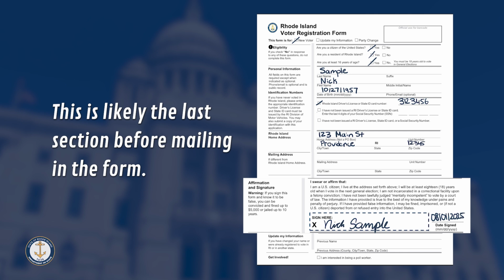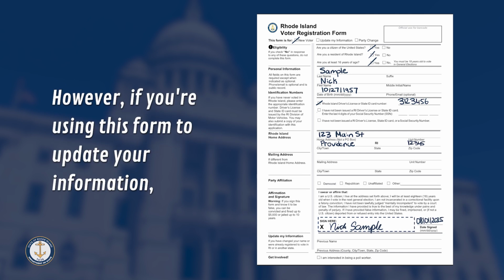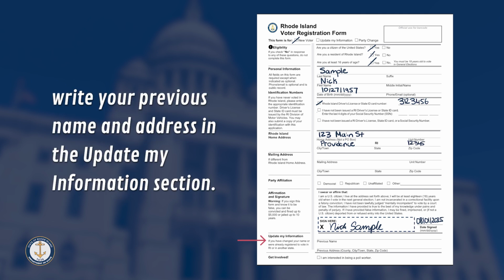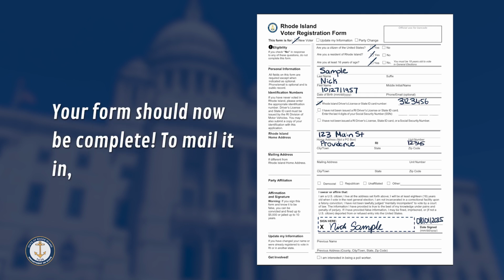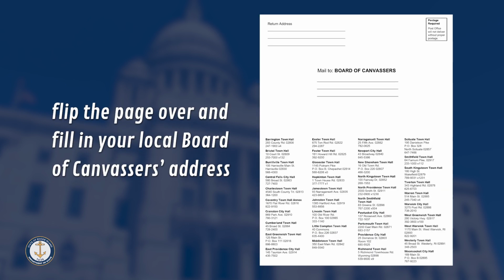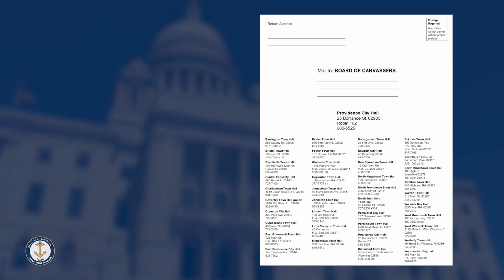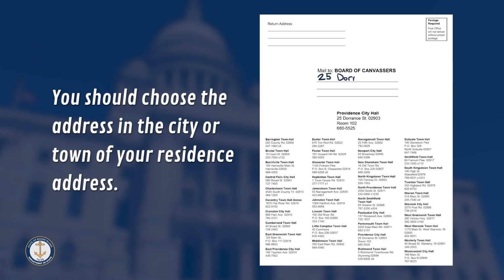This is likely the last section before mailing in the form. However, if you're using this form to update your information, write your previous name and address in the Update My Information section. Your form should now be complete. To mail it in, flip the page over and fill in your local Board of Canvassers address from the list of canvassers below. You should choose the address in the city or town of your residence address.